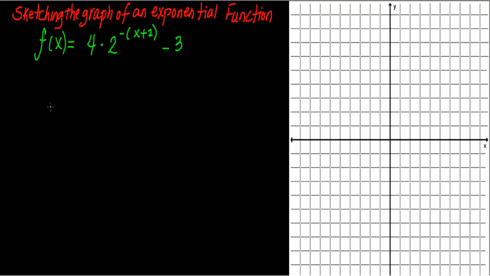Example 3 on sketching exponential functions. For this example, I have this function 4 times 2 to the negative (x plus 2) in parentheses, minus 3. Notice I have a negative here in my exponent. So this negative belongs to this exponent, which is my x value also. This will have an impact on my x. It's going to reflect this graph across the y-axis, okay?